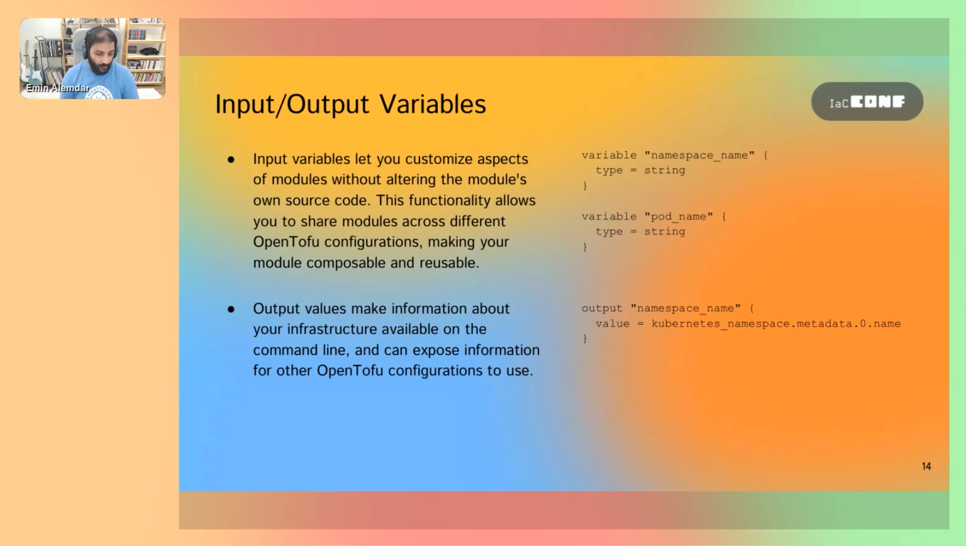Almost every resource in OpenTofu has an output. Either it's the name, the ID, or, for example, for AWS, the Amazon Resource Name, or something else. For example, you can export the namespace name, right, for the example we use here, and you can pass that output to some other configurations.